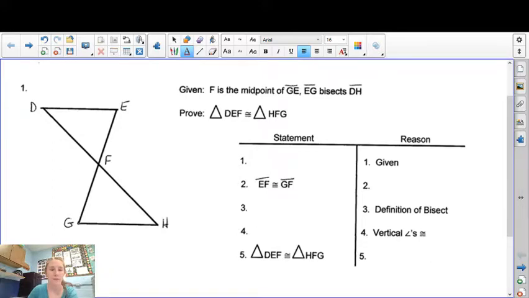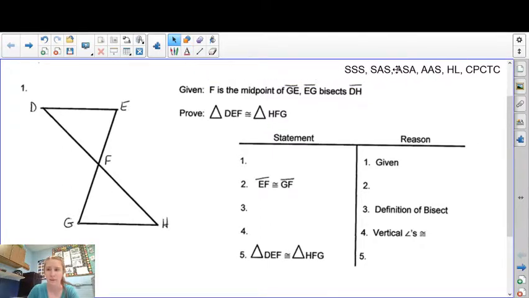All right, guys, so we're on our review. Before we get started, we're going to talk about the different types of congruence we've learned. So we've talked about side-side-side, side-angle-side, angle-side-angle, angle-angle-side, hypotenuse-leg, and CPCTC. So those are some of the things we're going to end up using on this big test. So keep those in mind.